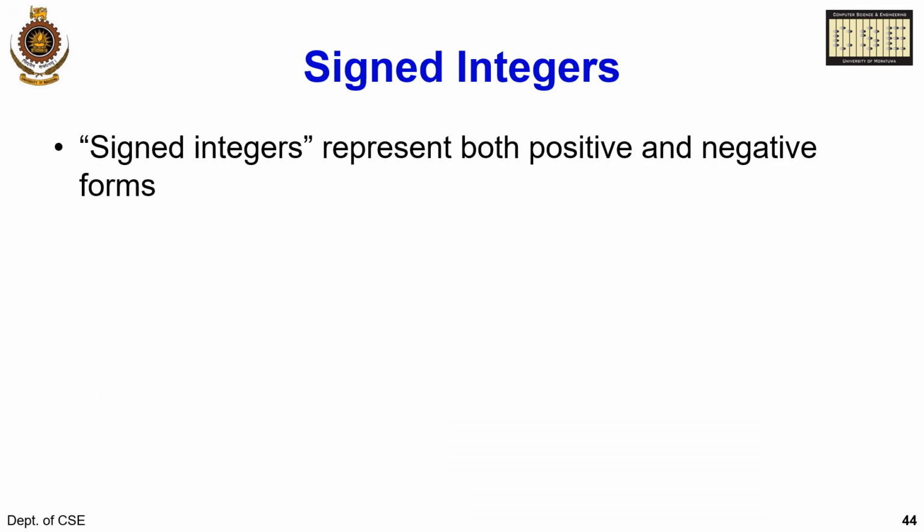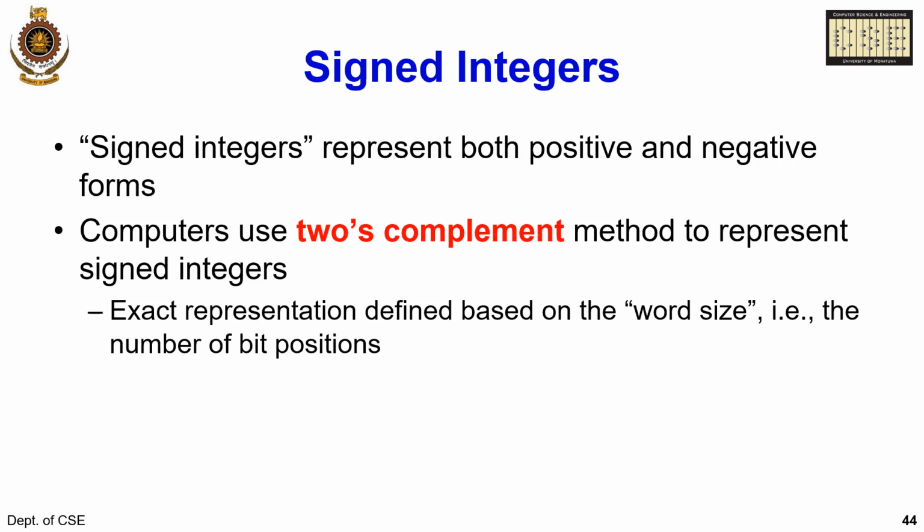Up to now we looked at unsigned integers. Unsigned integers are by default positive. Signed integers, on the other hand, can be either positive or negative, right? It has a way for us to know if it is positive or negative. There are different types of signed integers. Computers more commonly use what we call the 2's complement method to represent signed integers.